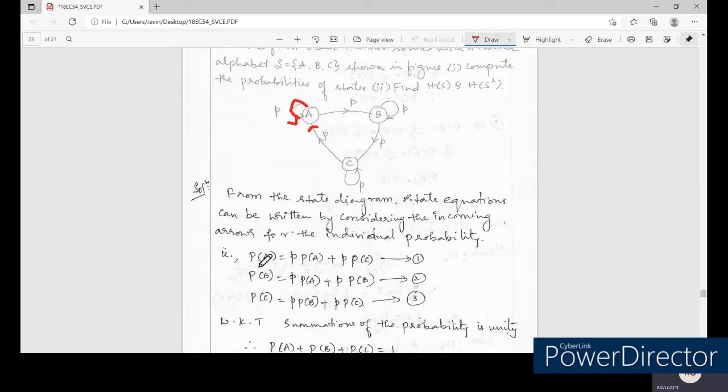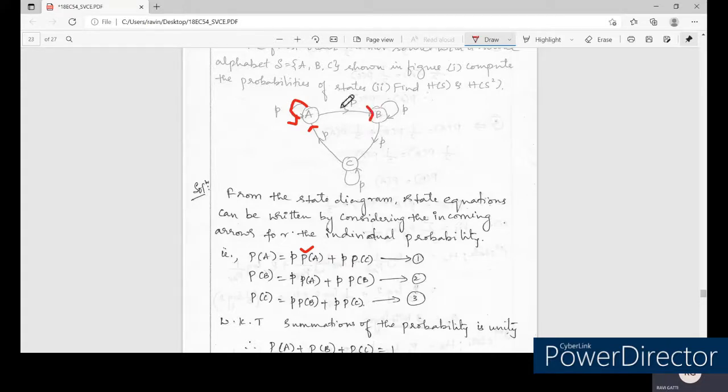Therefore the probability of being in state A is nothing but P into P of A. If you are in state A and you emit a particular symbol with probability P, you will remain in state A. Similarly, when you are in state C, if you emit a particular symbol with probability P, you will move to state A. So equation one is written as: the probability of being in state A is P into P of A plus P into P of C.